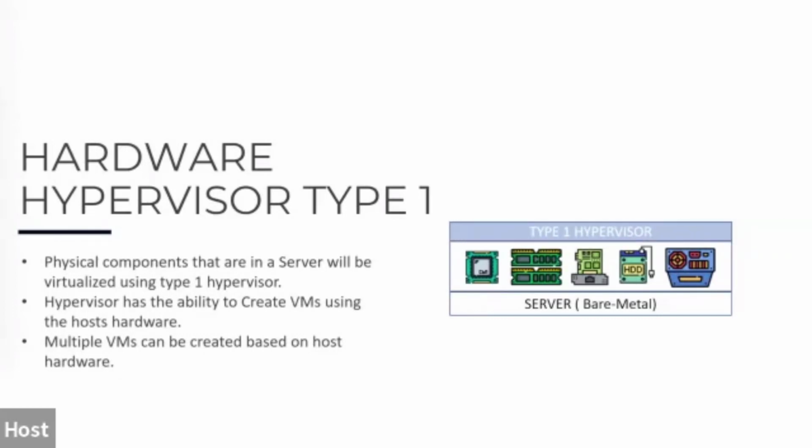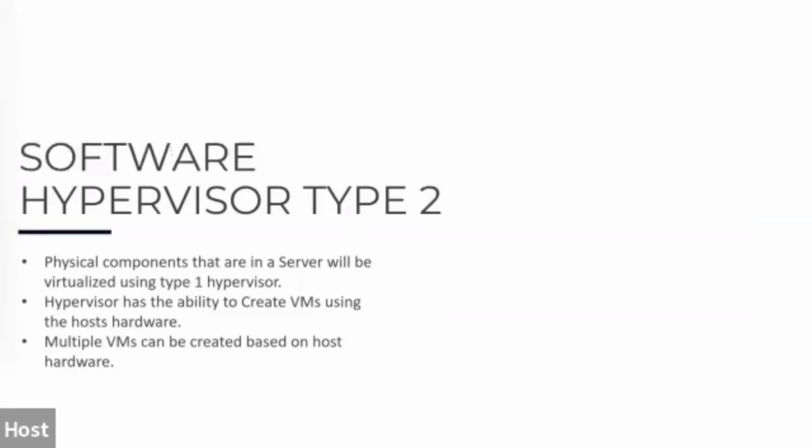There you go, type 1 hypervisor. Once you install that hypervisor on top of it, you have the ability to split them into something called virtual machines. See, guest VM2, guest VM1, and guest VM4. And on top of these VMs, you can install anything that you want. So that's how a type 1 hypervisor works.